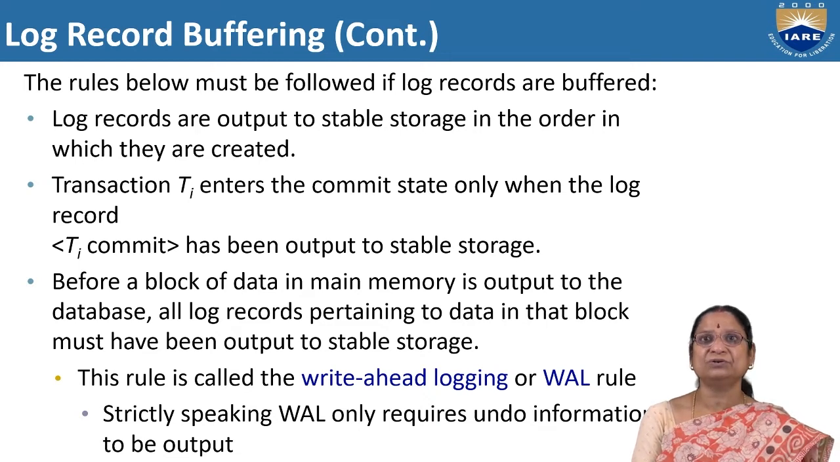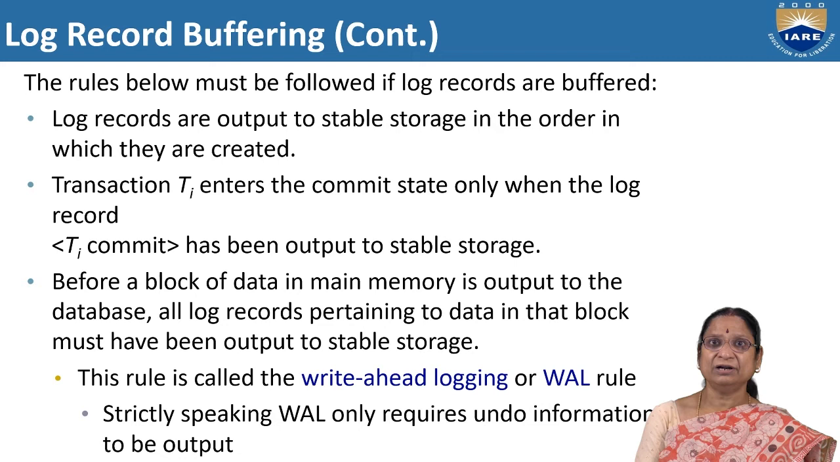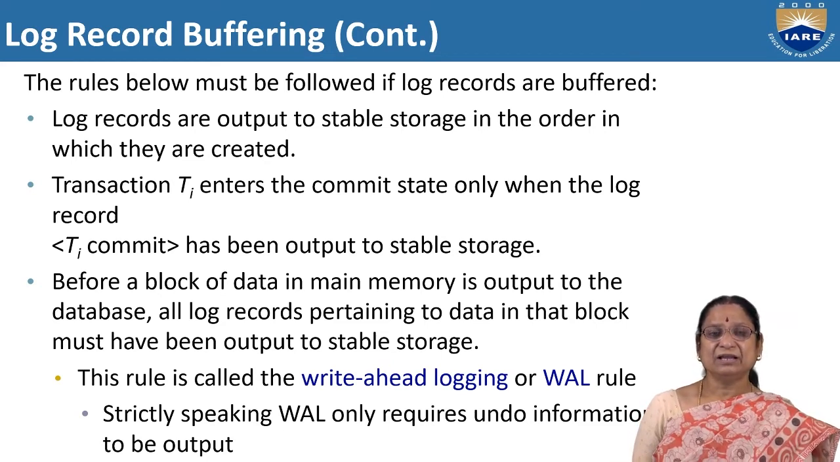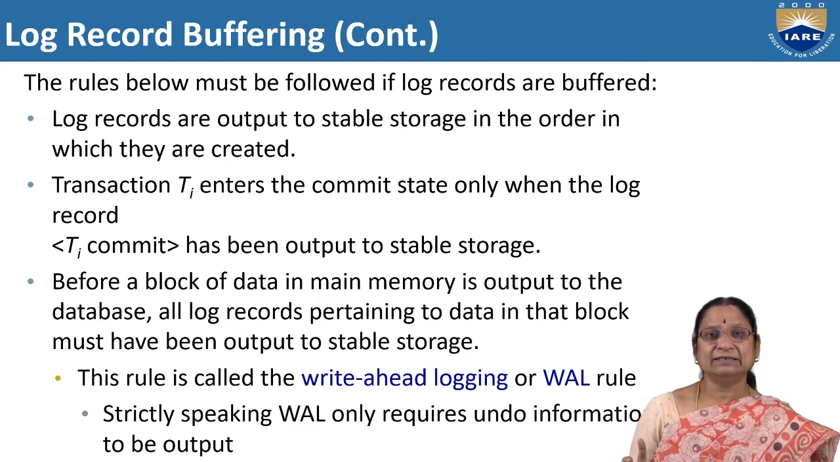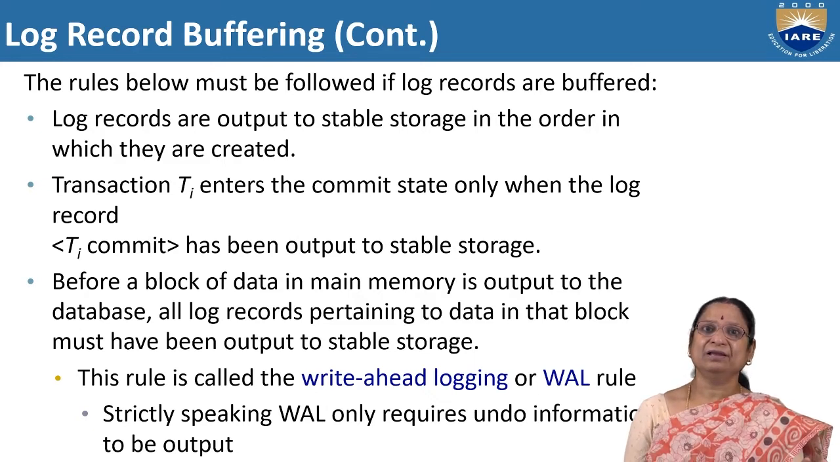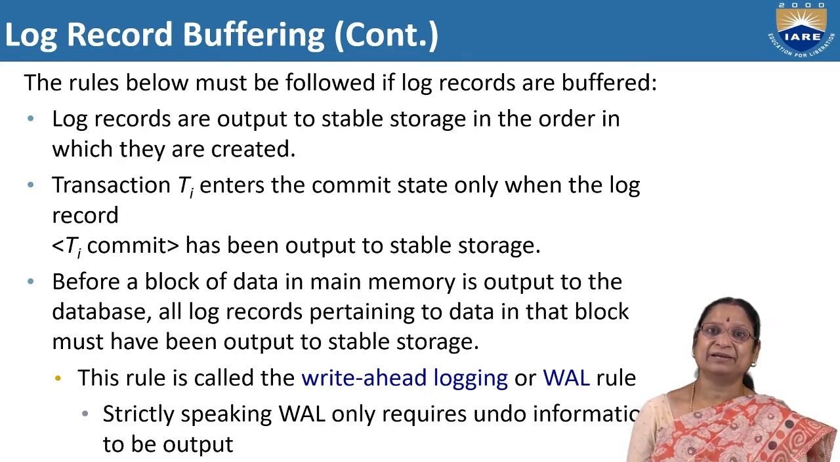Log records are output to stable storage in the order in which they are created in our buffer. The same order should not be changed. And transaction Ti enters the commit state only when the log record Ti commit has been output to the stable storage. What does it mean? Whenever any transaction commits, then automatically all log records up to that point must be transferred to our stable storage, permanent storage. Remember that. Then only is the transaction going to be committed.